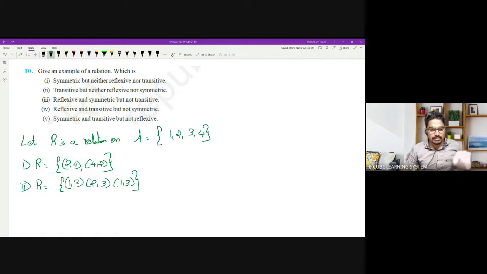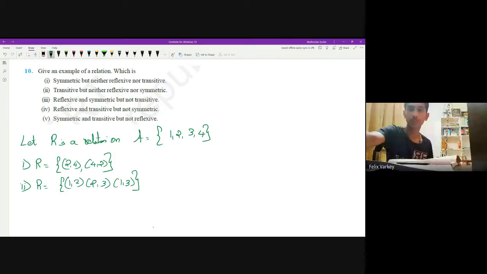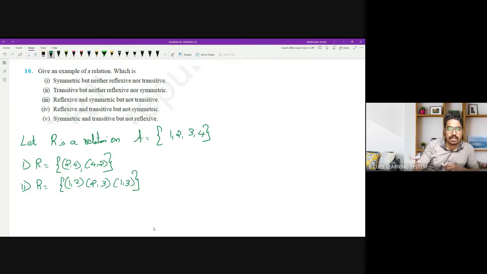Third one, Felix. Third one. 1, 1, 2, 2. Reflexive and symmetric but not transitive. Reflexive only, Felix. 1, 1, 2, 2, 3, 3, 4, 4. So all the 4 should be there. Only then the relation will become reflexive. Now it should be symmetric but not transitive. For an example, Felix?